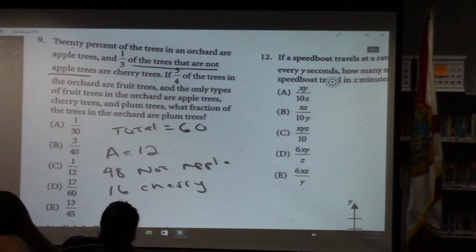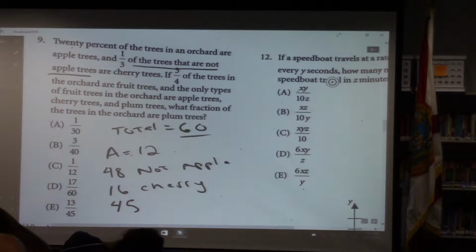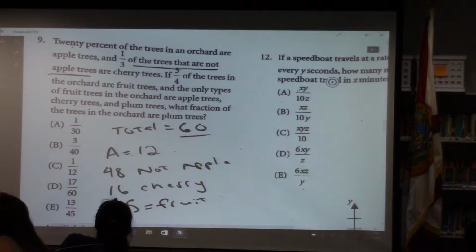And then it says, if 3/4 of the trees in the orchard are fruit trees, how many are fruit trees, guys? 45, right? Because it's 3/4 of the trees in the orchard, so we're back to that first number, that total of 60. So we know that there are 45 fruit trees. And the only types of fruit trees are apple, cherry and plum. What fraction of the trees are plum?